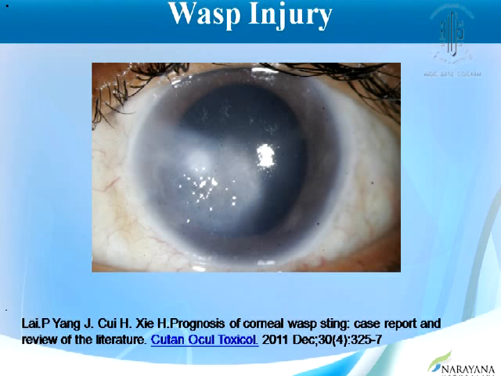Here is a case of a wasp injury. They are known to cause corneal opacification and also endothelial decompensation. They can have atrophic patches on the iris, associated secondary glaucoma, and poor vision due to optic atrophy.